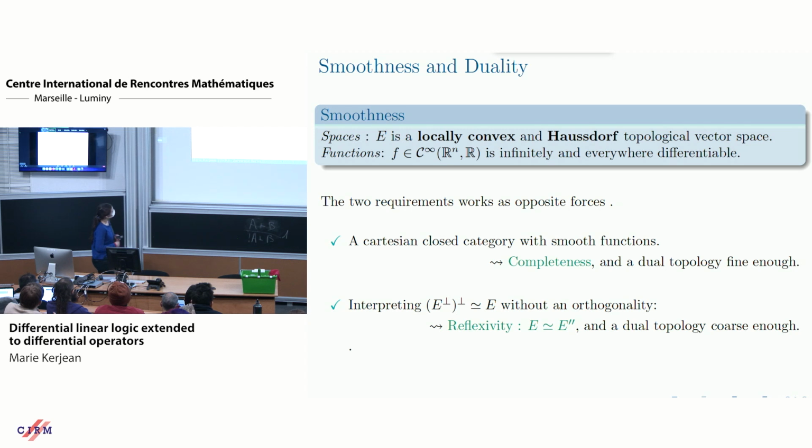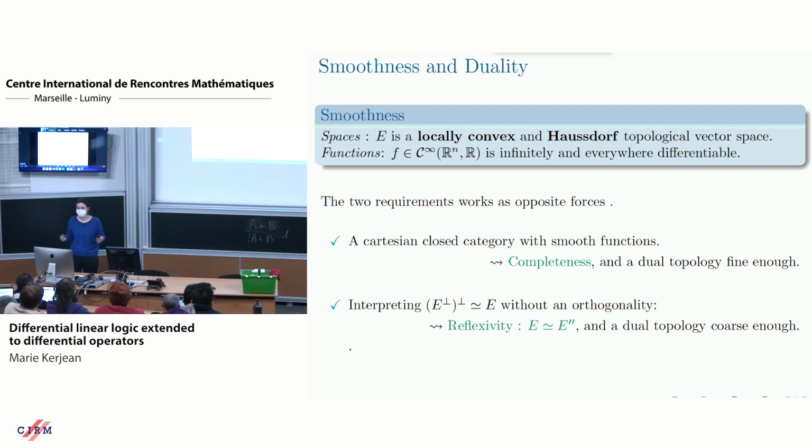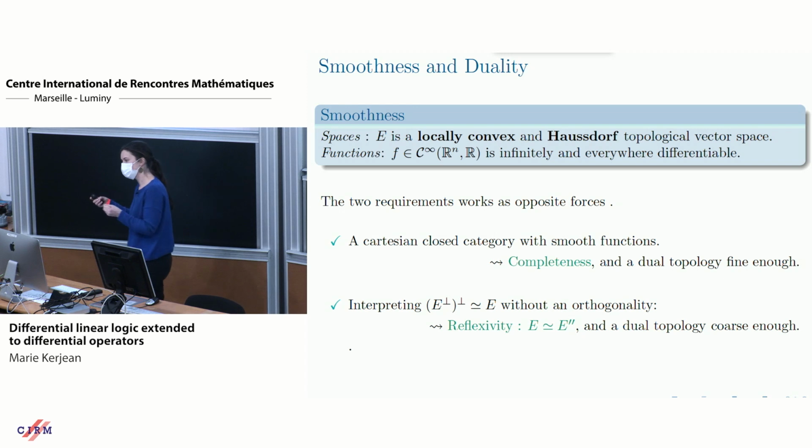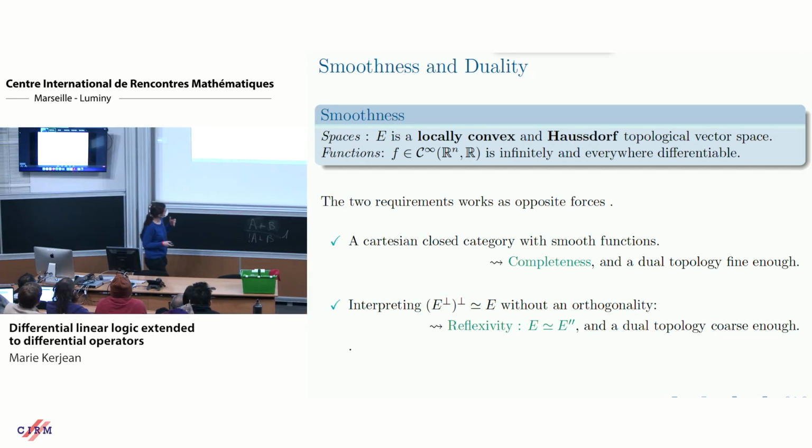Okay, so let's look for something quite general. Let's look for a denotational model of linear logic and differential linear logic where spaces are like vector spaces, topological vector spaces, normed spaces. And let's look for an interpretation where functions are at least smooth. And in fact, we have two requirements which work as opposite forces. Because you want smooth functions, you want a topology which is fine enough. You want to be able to characterize your topologies. You want a lot of open sets, in fact. But because you are classical, because you want reflexive spaces, you don't want too many open sets, basically.